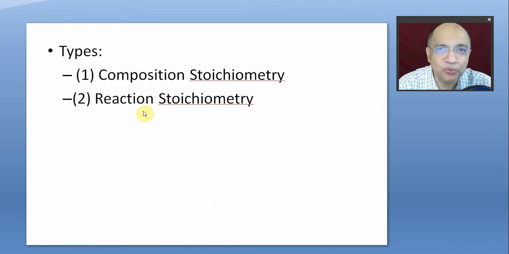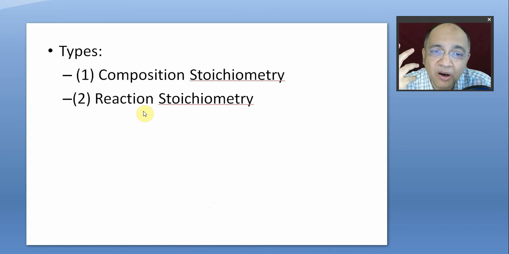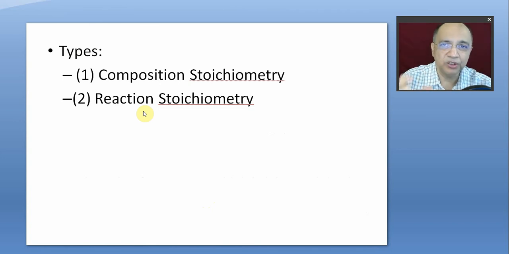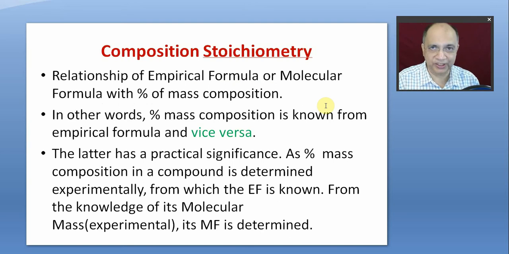Now we have two types of stoichiometry. Composition stoichiometry, that means dealing with a single compound, and the reaction stoichiometry, where you are trying to find out a quantitative relationship between the reactant and product, between the two reactants, between reactant and product. So that is called reaction stoichiometry. In this lecture, we will be talking about composition stoichiometry.